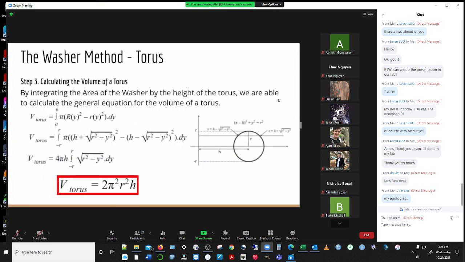The final step is integrating the area of the washer, with the top and bottom of the circle being the bounds. In this case, the upper bound would be r and the lower bound would be minus r. By solving this integral, we can obtain the equation for the volume of a torus, which ends up being equal to 2 pi squared r squared h.